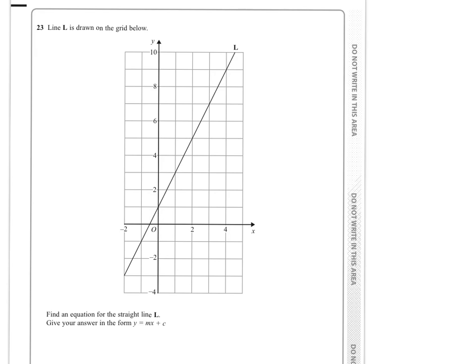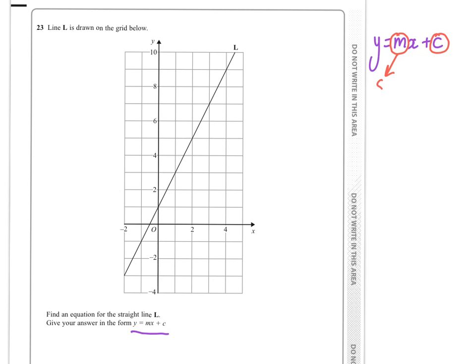Question 23. The line L is drawn on the grid below. You have to find an equation for the straight line and give your answer in the form y equals mx plus c. Well, when you've got y equals mx plus c, this is the gradient, which tells you how steep the line is, and this number is where it cuts the y-axis.